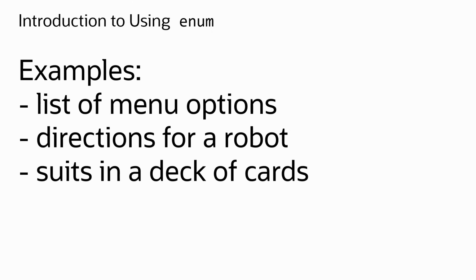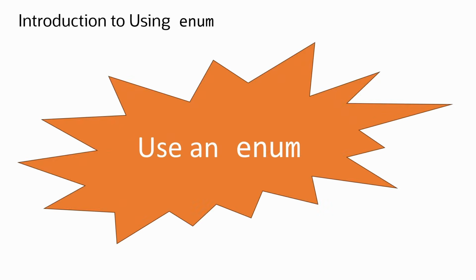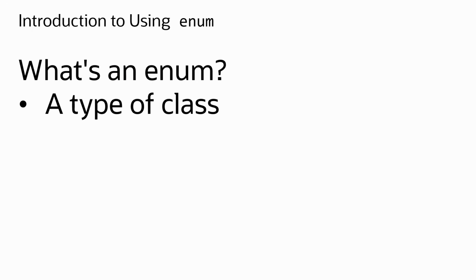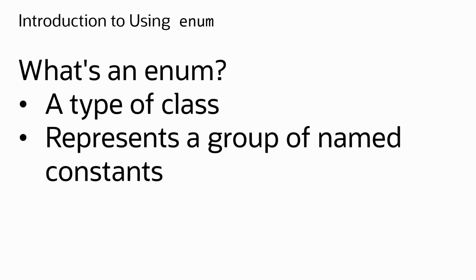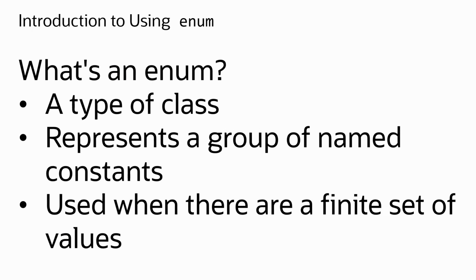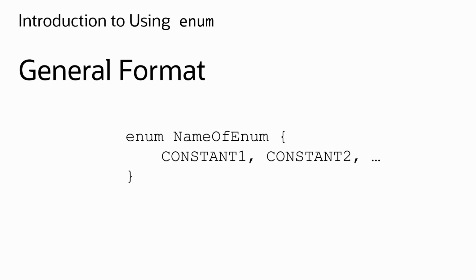These could be represented by using string, but there's a finite number of options for each. Therefore, we're going to use an enum. What's an enum? An enum is a type of class. It represents a group of named constants, and it's used when there is a finite set of values.